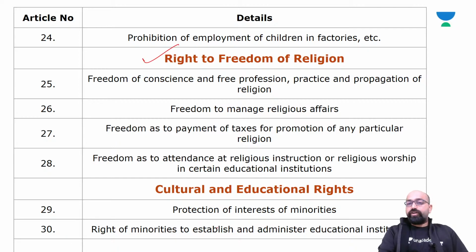Under the heading right to freedom of religion, we have studied Article 25, that is freedom of conscience and free profession, practice and propagation of religion. Article 26, freedom to manage religious affairs. Article 27, freedom as to payment of taxes for promotion of any particular religion. Article 28, freedom as to attendance at religious instruction or religious worship in certain educational institutions. Next is under the heading cultural and educational rights, we have studied Article 29, protection of interest of minorities. Article 30 describes right of minorities to establish and administer educational institutions.